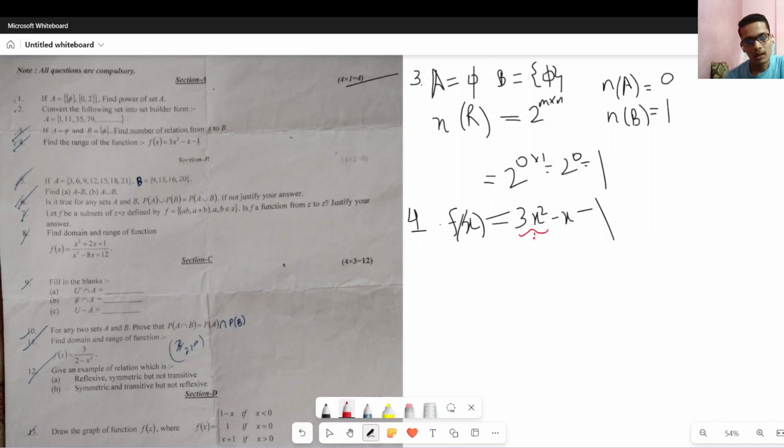Now see here, I will first write the range of x square. We know that x square lies between 0 to infinity because the square of any number is always positive and it can be equal to 0. So if I multiply this whole box with 3, then also I will have the same thing, 0 to infinity. Okay, this is the set of all non-negative real numbers.